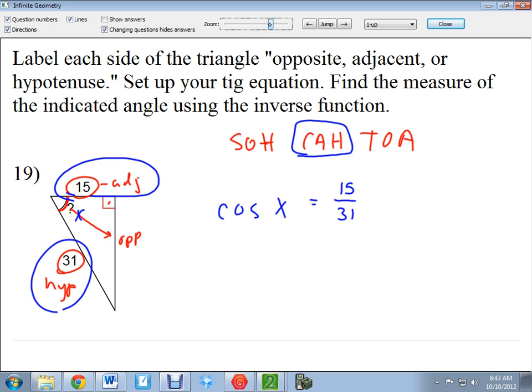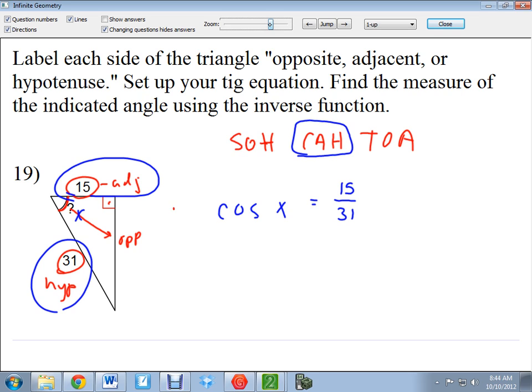Now, this is an interesting problem because now I have the fraction part, but I don't have the thing on the inside of the cosine function. I can't calculate that using a calculator. So what I have to do is somehow break this cosine piece off of the x, but the x is kind of attached to that. It is cosine of x. So what we're going to have to do is use what is called the inverse function.